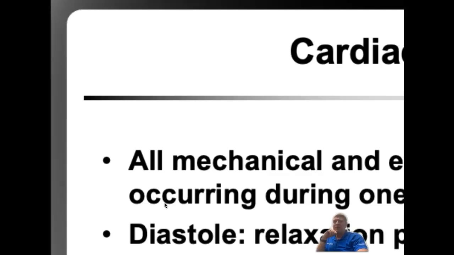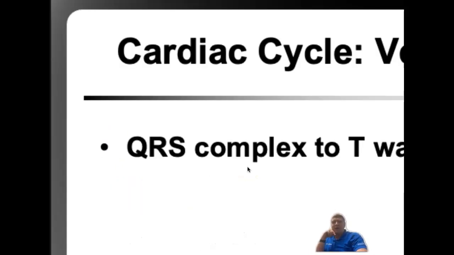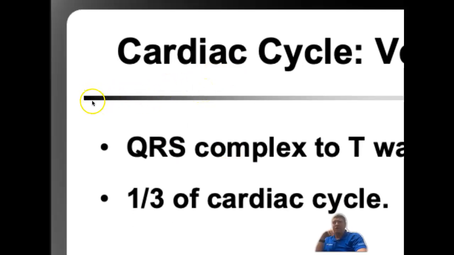You have diastole, which is the relaxation phase. This is when the chambers are filling with blood, and it lasts twice as long as systole. Systole is the contraction phase, as it contracts there. So we said earlier that there were three different phases. The QRS complex is to the T wave. So this is the first third, so this would actually be from here to here.